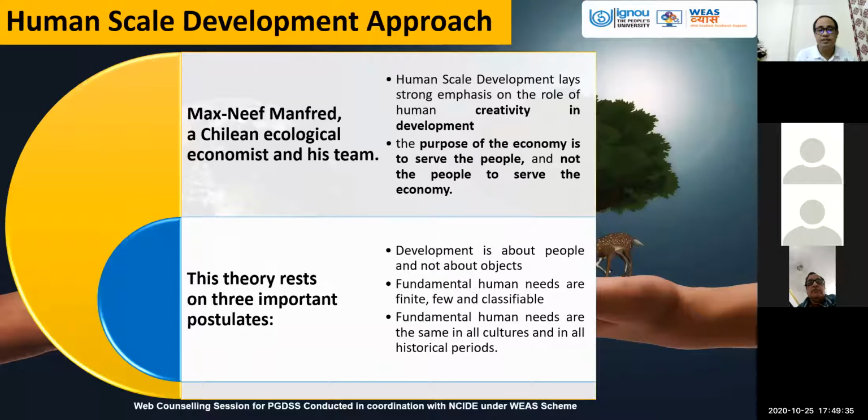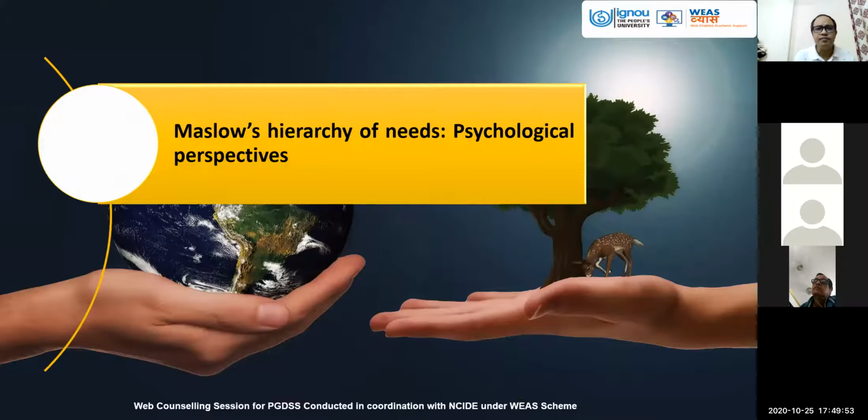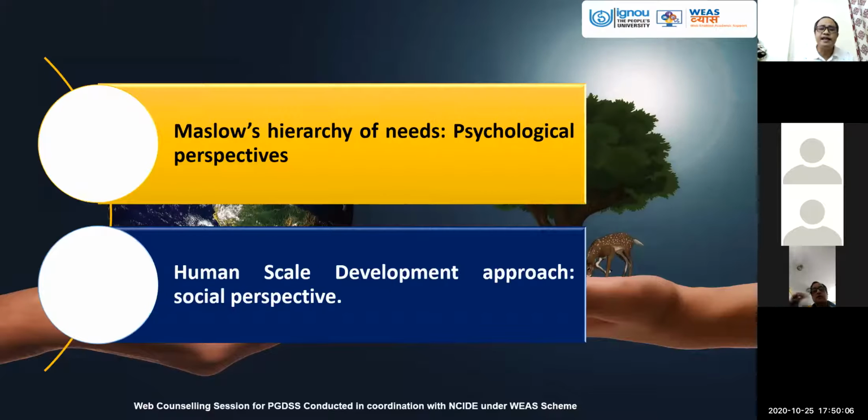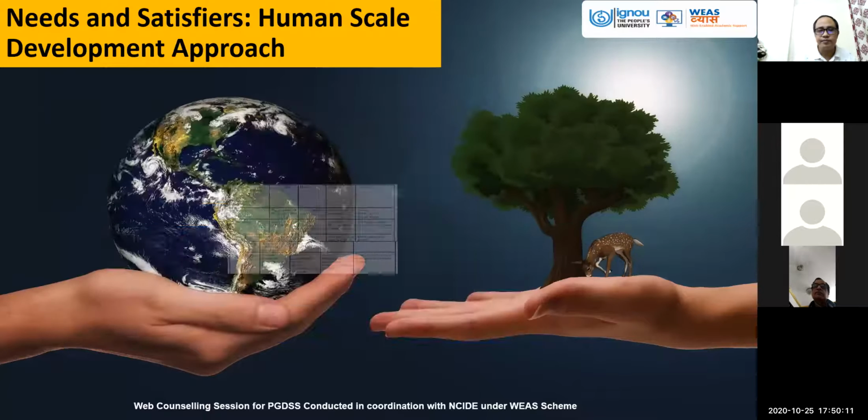That is, we have to understand this theory, these three important principles behind the human scale development approach of human needs proposed by Max-Neef and Manfred. If you look at the difference, the hierarchy of needs proposed by Maslow is basically based on a psychological perspective of the human, while the human scale development approach looks at the broader sense of a social perspective.